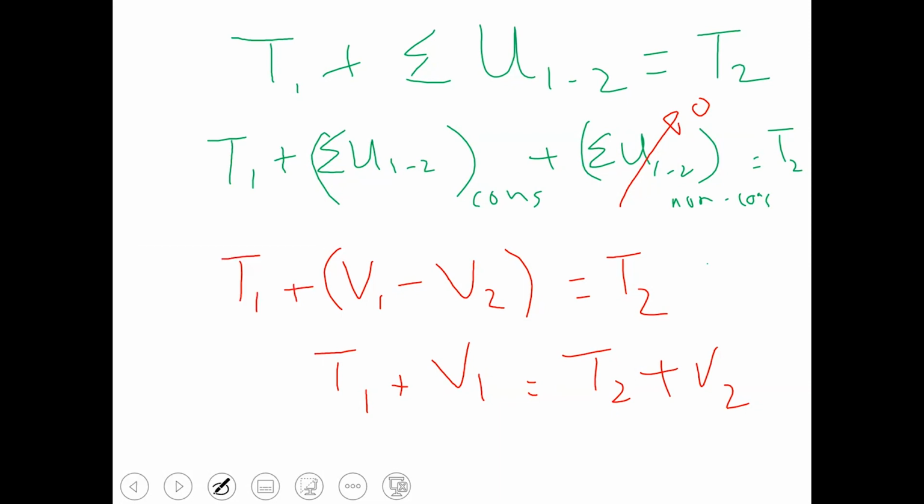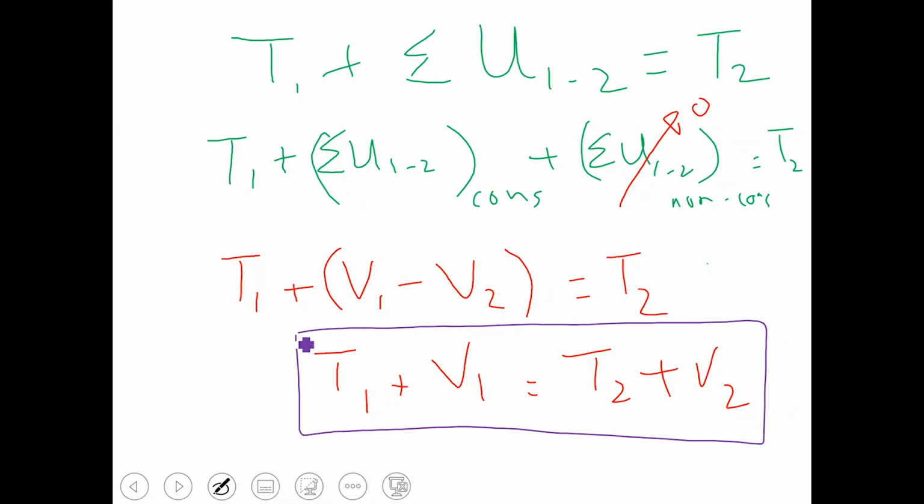Now this particular equation is termed the conservation of energy principle. What does this principle state? This principle states that the total energy of a particle would remain constant provided that there is no non-conservative force acting on that particle between position 1 and position 2. That is, the sum of kinetic and potential energies at position 1 should be equal to the sum of kinetic and potential energies at position 2, provided that the condition for applying conservation of energy is that there shouldn't be any non-conservative force acting on that particle from position 1 to position 2. So this is the principle of conservation of energy.